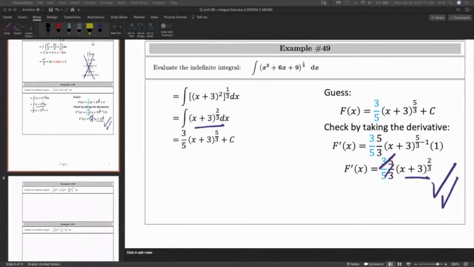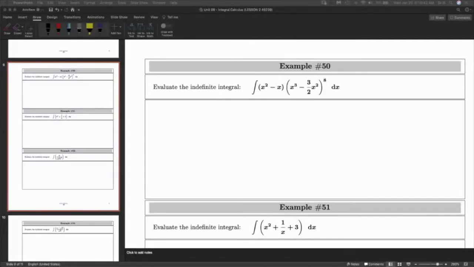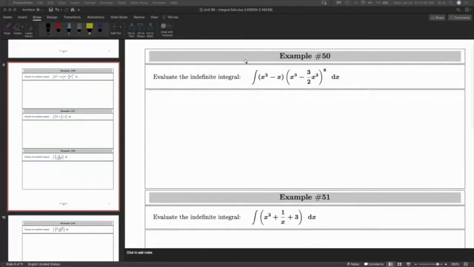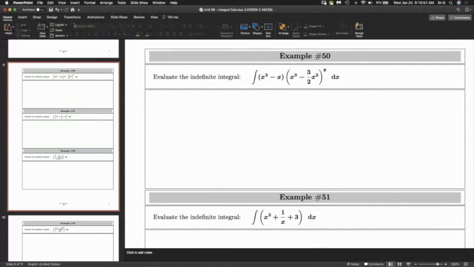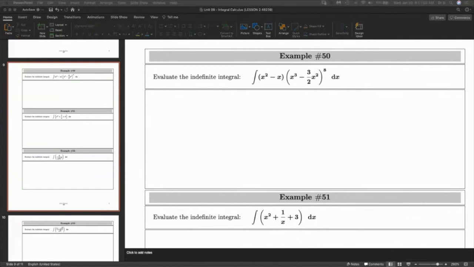There's lots of antiderivatives. So let's talk about guessing and checking again with question 50. Notice that we have brackets to a power, which is indicative of guess and check. So I'm going to just put down here, I'll do it like this. I'm just copying and pasting something to my desktop.